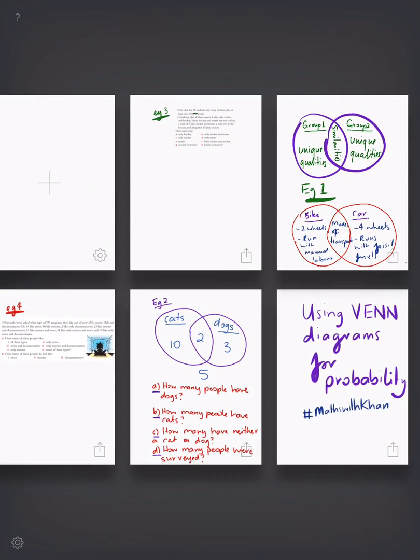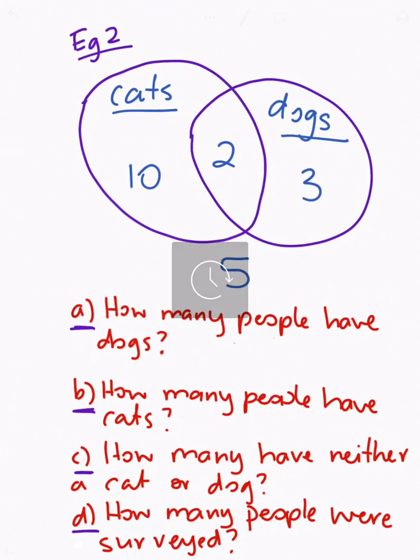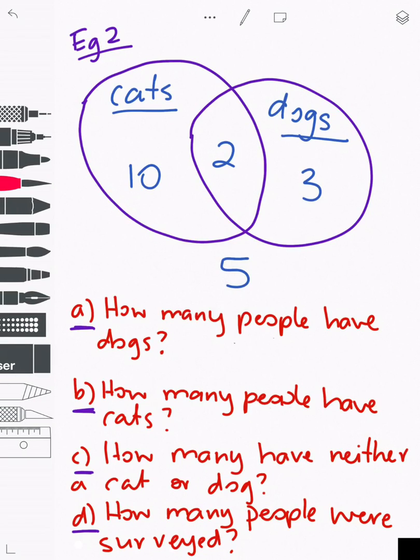Now, let's go through and see, how do we do a Venn diagram using numbers for maths? So this question is given. All the numbers in this question are already given. So let's have a look at what this is showing us. Looking at this, I can see this is a survey that shows how many people have cats and or dogs. So let's have a look at the question first.